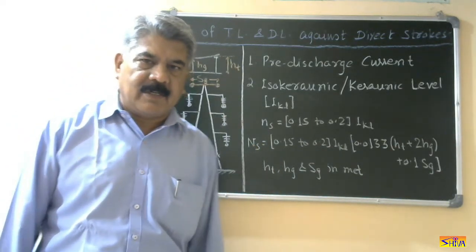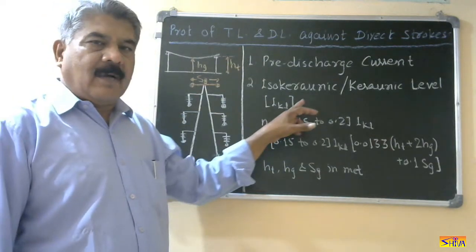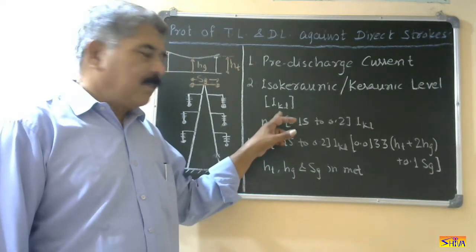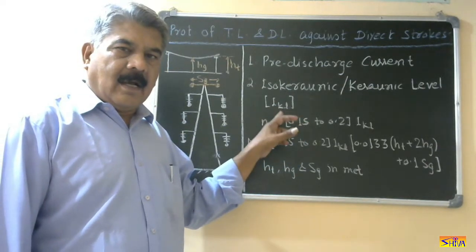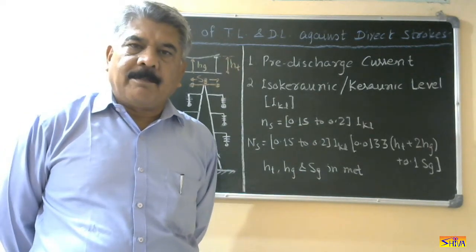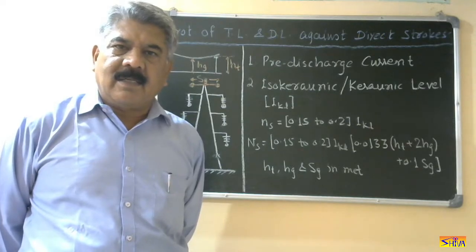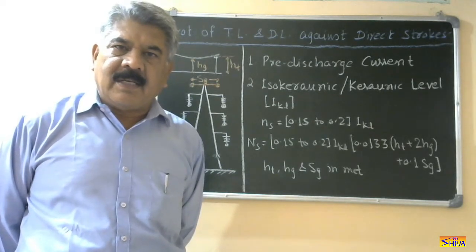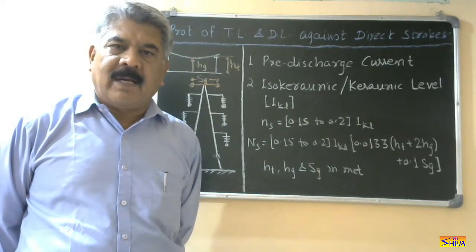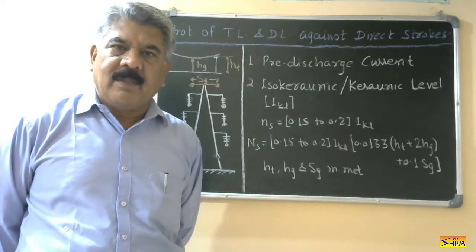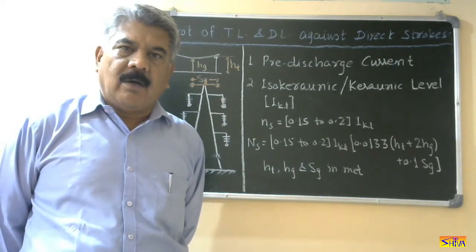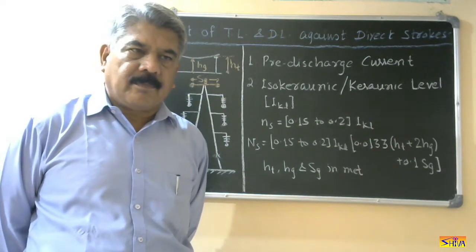That is the first definition. Second definition is of isokeraunic level or keraunic level. It is denoted by I suffix KL. Definition: number of thunderstorm days in an area in 1 year is called the isokeraunic or keraunic level of that area. Number of thunderstorm days in 1 year in a particular area is called the keraunic or isokeraunic level.